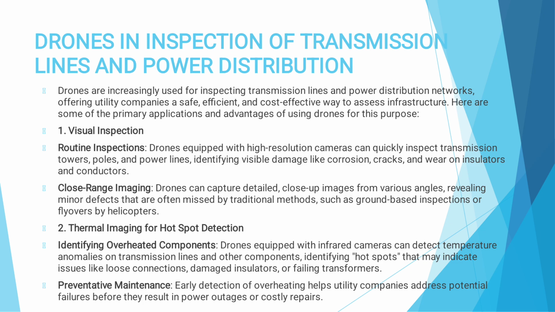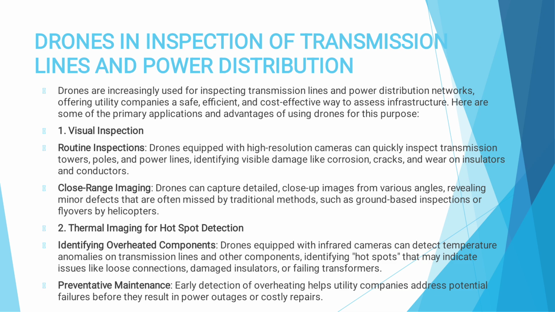Visual inspection. Routine inspections. Drones equipped with high-resolution cameras can quickly inspect transmission towers, poles and power lines, identifying visible damage like corrosion, cracks and wear on insulators and conductors. Close range imaging. Drones can capture detailed close-up images from various angles, revealing minor defects that are often missed by traditional methods such as ground-based inspection or flyovers by helicopters.